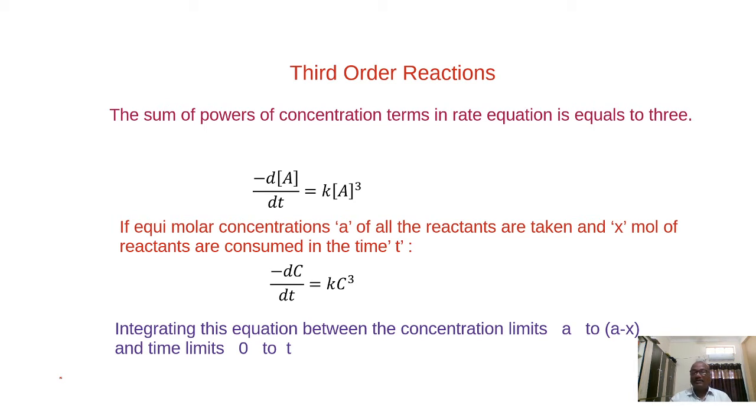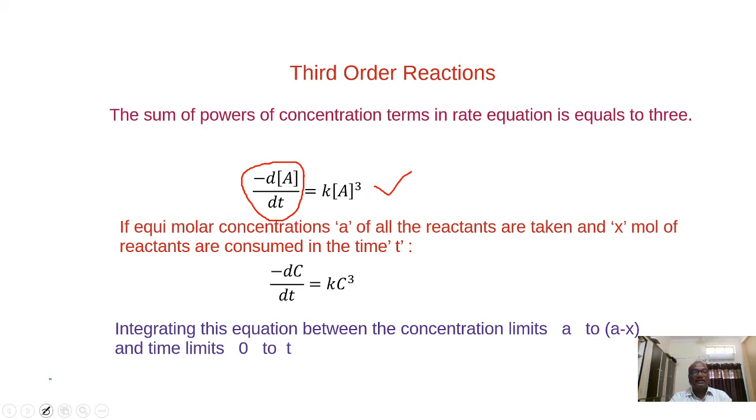So how can we represent it when only one reactant is present in the reaction and it follows third order kinetics? We represent it like this: minus d of A divided by dt, which means rate, is equal to k into concentration of A power 3.